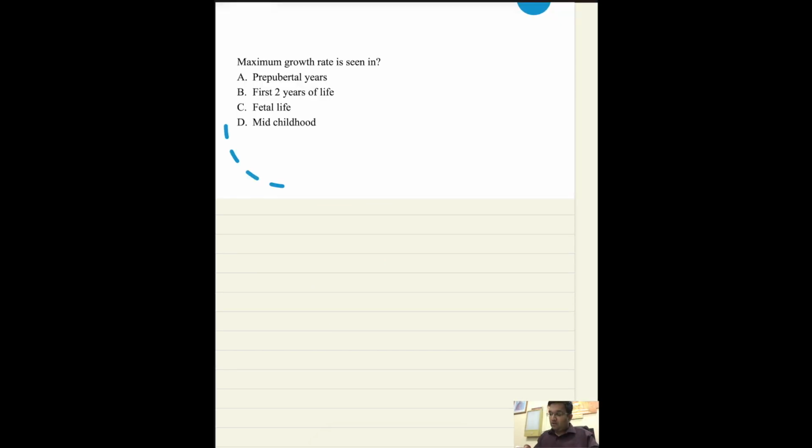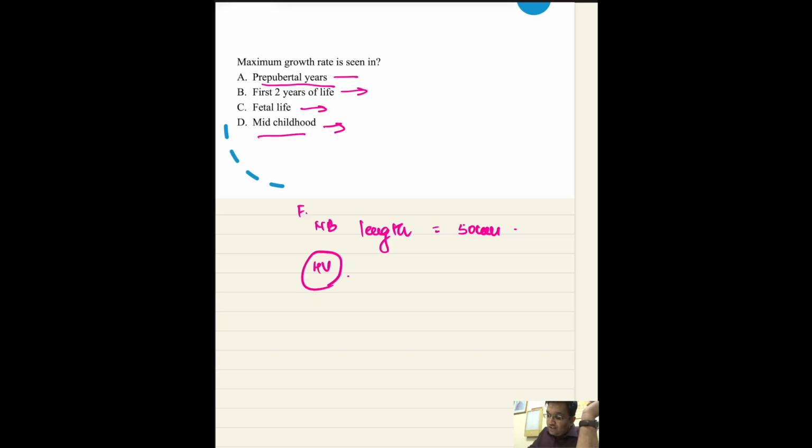Coming on to the next question. What is the growth rate? Maximum growth rate is seen in pre-pubertal years, first 2 years of life, fetal life, mid-childhood. What is the newborn length? It is 50 centimeter. What is the height velocity? That is what they are actually asking us. They are asking us the growth rate, so growth rate is actually height velocity.